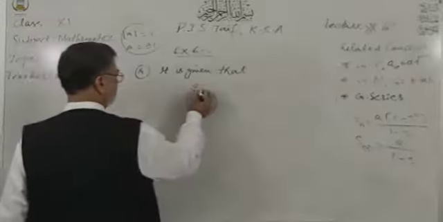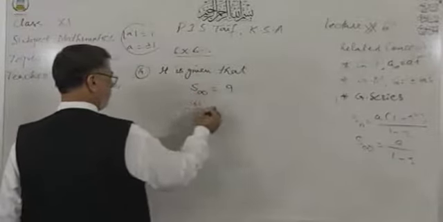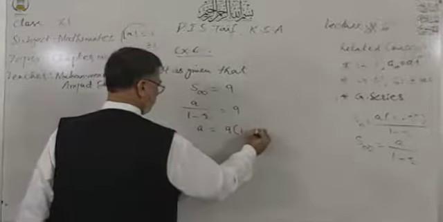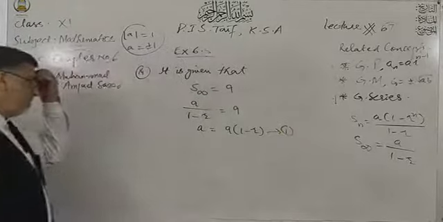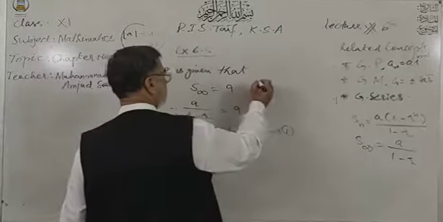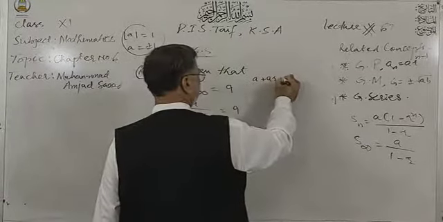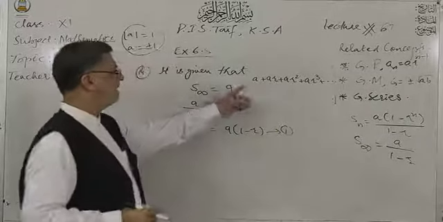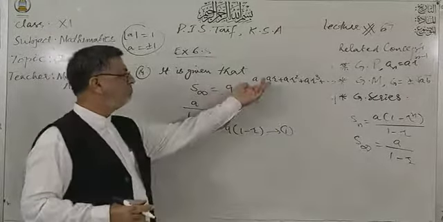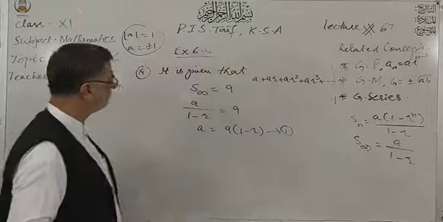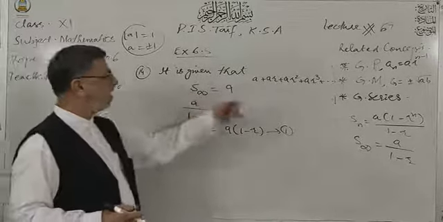That is S infinity is equal to 9, a over 1 minus r is equal to 9. So a is equal to 9 into 1 minus r. This is number 1. You know what the geometric series is: a plus ar plus ar square plus ar cube plus so on. This is our basic geometric series which we have to find. Our target is to find the values of a and r.